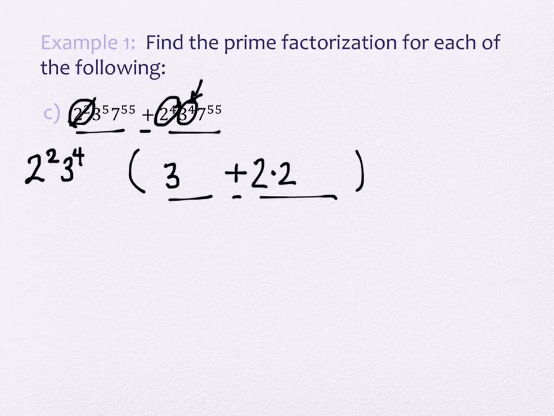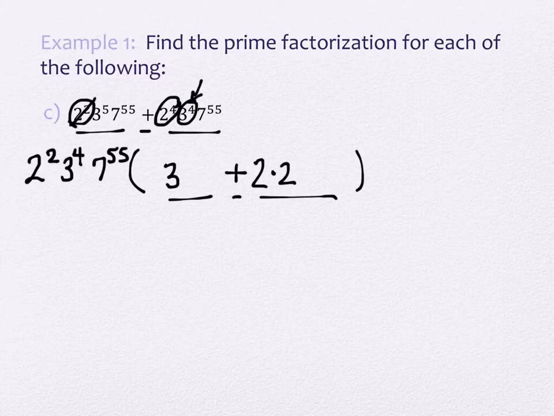What do you see about the 7's? They're the same. They both have 7 to the 55. So I'm going to pull out the 7 to the 55, and that's completely and totally pulled out in front now. There are no more 7's left, correct? Okay, everybody good so far?